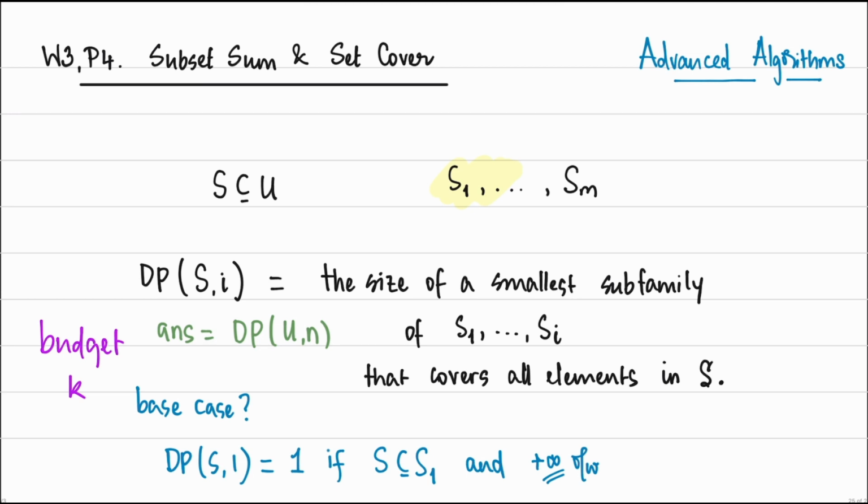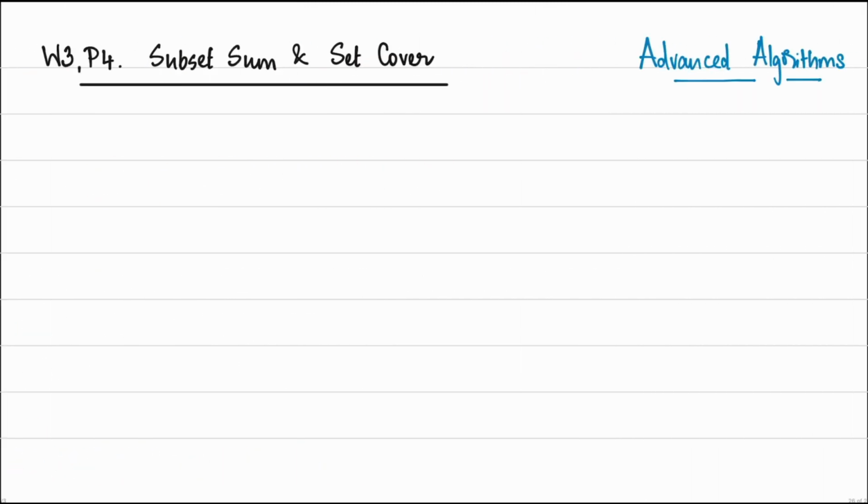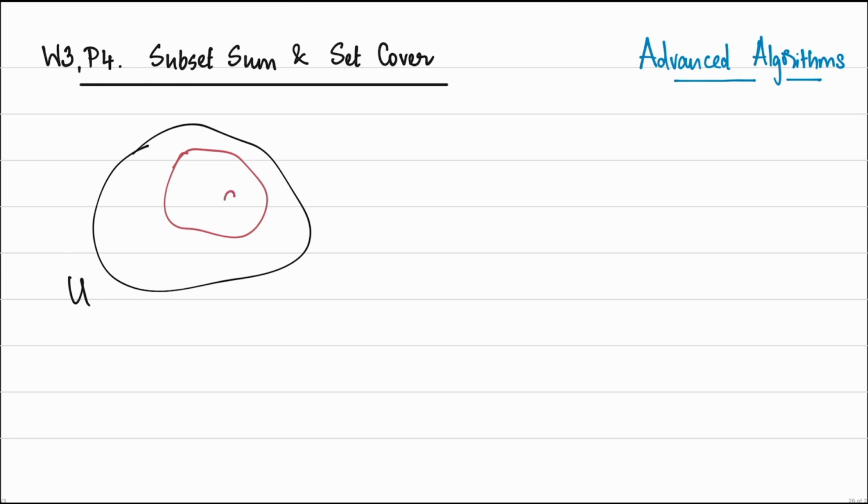Now we can actually talk about the recurrence, and in spirit this is not very different from how we worked through subset sum. So we have a universe and we have some subset here that we are trying to cover, and we have a partial list of sets with which we are trying to cover it, right? So S1 through Si. And now, of course, we are going to try and focus on the last set here and ask ourselves, does Si contribute to our solution?